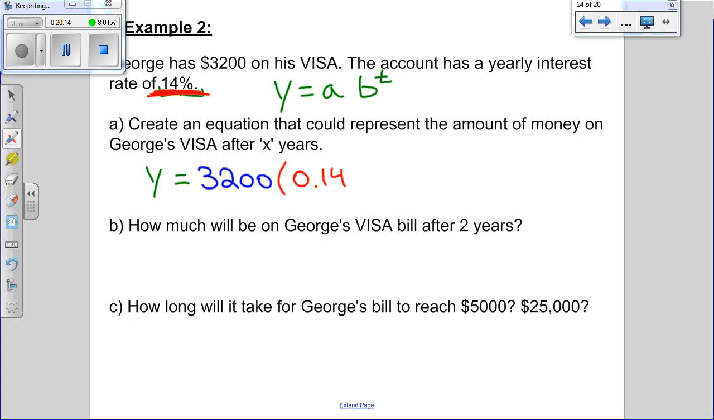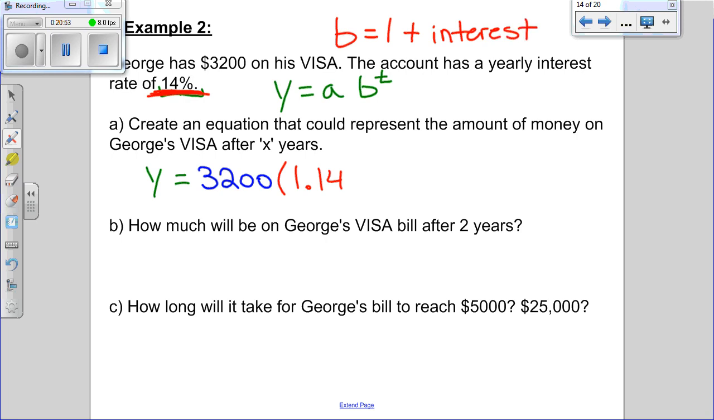Right? Think of our graphs. If the b value was less than 1, you were decreasing. We want our b value to be greater than 1. So they're going to charge you 14% on top of your 100%. So they're still going to want the original 100% of your bill plus 14%. So your b equals 1 plus the interest rate. So it would be 1.14. That is to the power of.